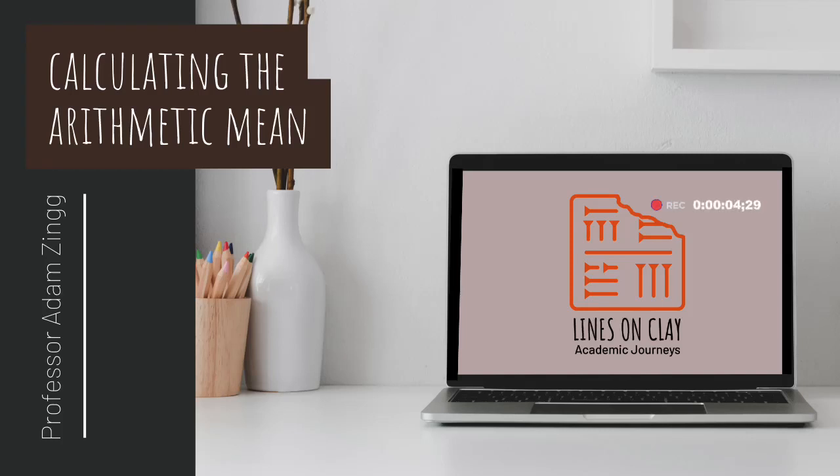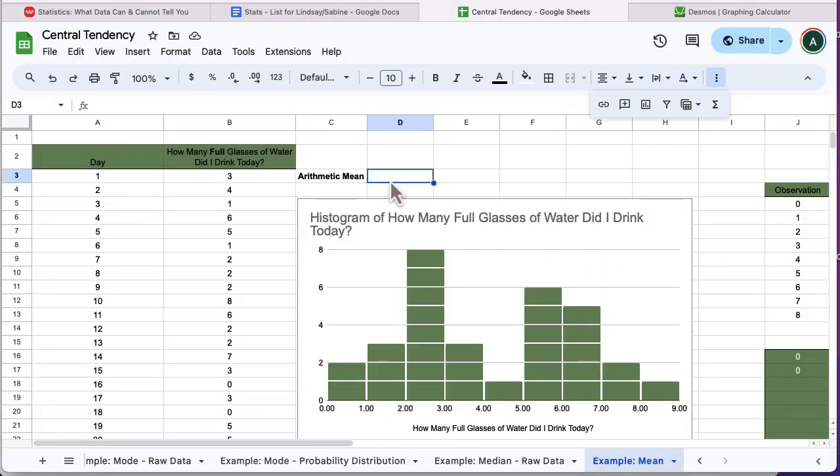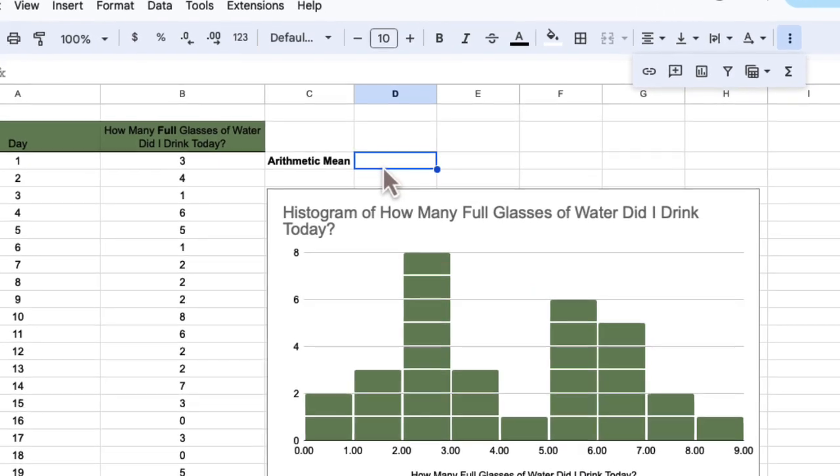Let's take a look at how to calculate an arithmetic mean in Google Sheets as well as in Desmos. What I'm about to show you works just as well in Microsoft Excel, and because we're dealing with the mean as opposed to, say, something in the future like standard deviation, we don't have to worry about, well, is it the sample mean or is it the population mean? Everything the same.